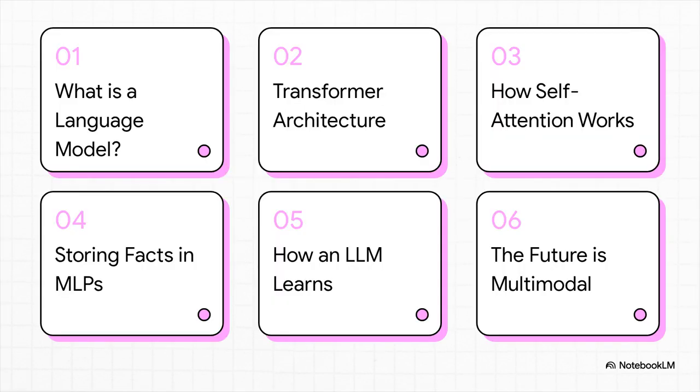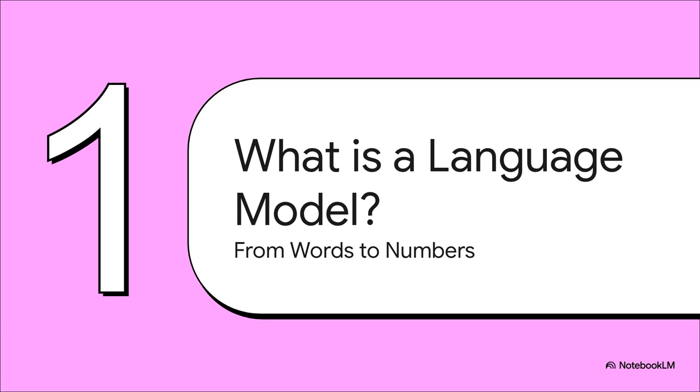Okay, so here's the game plan. We'll start with the basics, what a language model even is. Then we'll get into the transformer architecture, the thing that really changed the game. After that, we'll zoom in on self-attention, see how these models actually store facts, understand how they learn, and then we'll wrap up by looking at where this is all headed. So, let's start with the absolute basics.